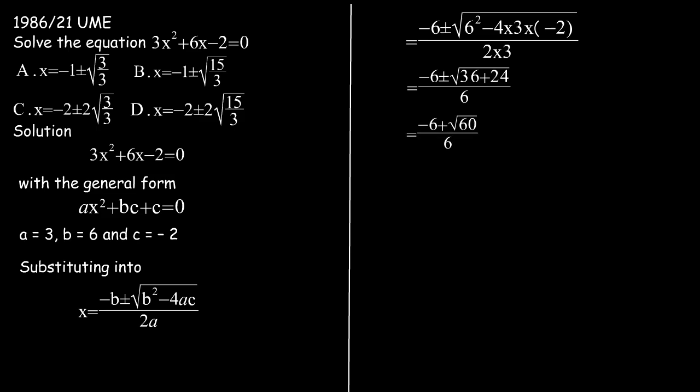Simplifying further, this will be equal to minus 6 plus or minus the square root of 60, divided by 6. Now simplifying by splitting, it is equal to minus 6 divided by 6 plus or minus the square root of 4 times 15, that's 60, divided by 6, which will be equal to minus 1 plus or minus, the square root of 4 is 2, so we can bring it out as 2 root 15, divided by 6. So this will be equal to minus 1 plus or minus root 15, divided by 3.